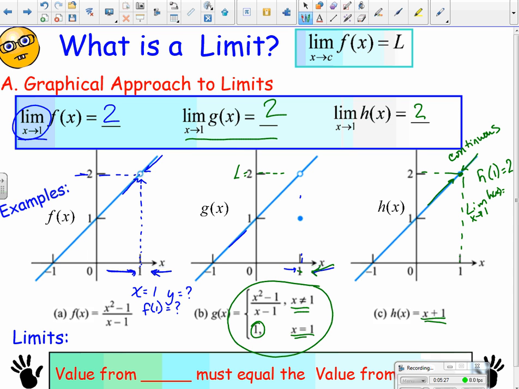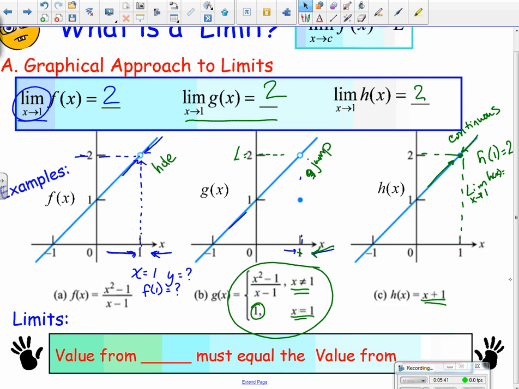This one, I have what we would call a jump. Why am I spelling jump with a G? A jump discontinuity. And on this one, we refer to that as a hole discontinuity, if you recall from pre-calc. So the value from the left side must equal the value from the right side in order for limits to exist.